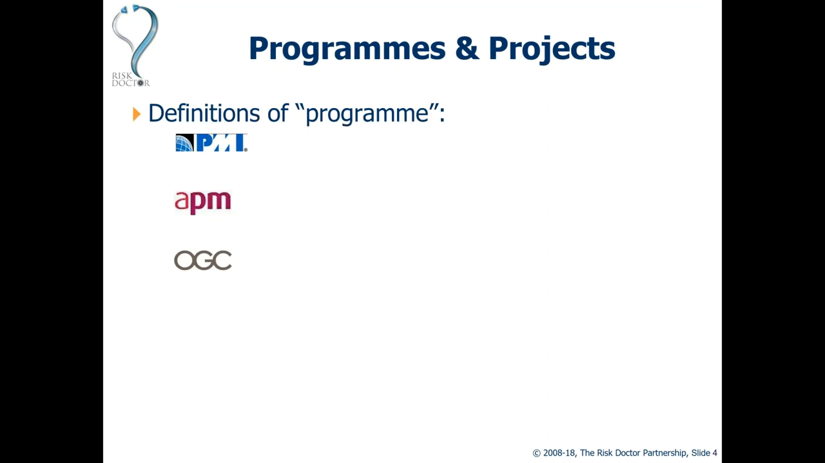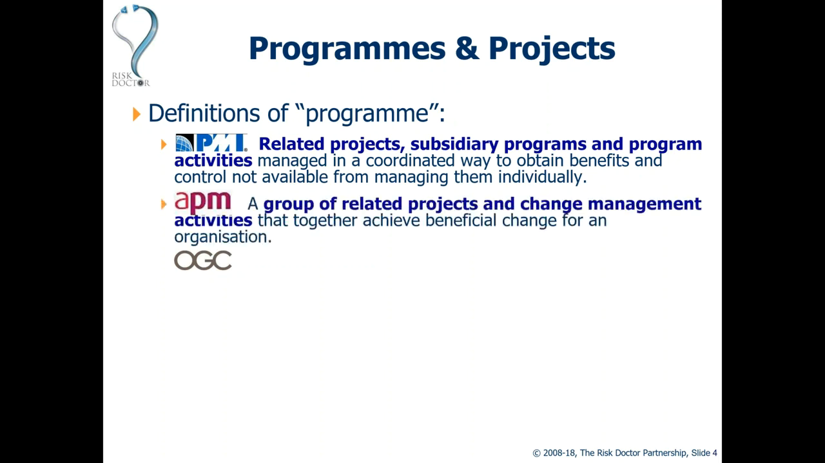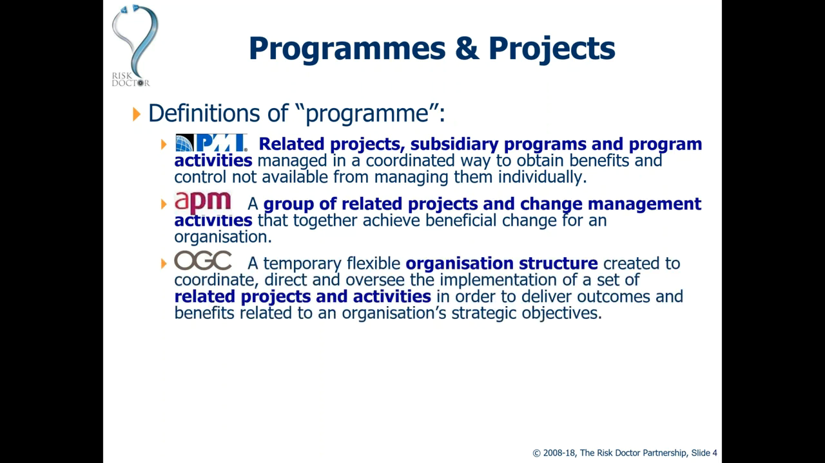So how do we define programs and projects? The definitions are quite indicative, I think. PMI talks about related projects, subsidiary programs or subprograms, and program activities managed in a coordinated way to obtain benefits and control not available from managing them individually. APM in the body of knowledge talks about a group of related projects, similar to PMI, but also change management activities that achieve beneficial change for the organization. And OGC in the MSP approach talks rather differently about program management being an organizational structure, but still it's about implementing a set of related projects and activities.